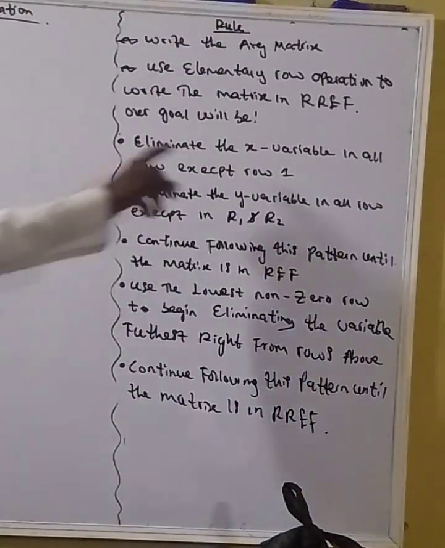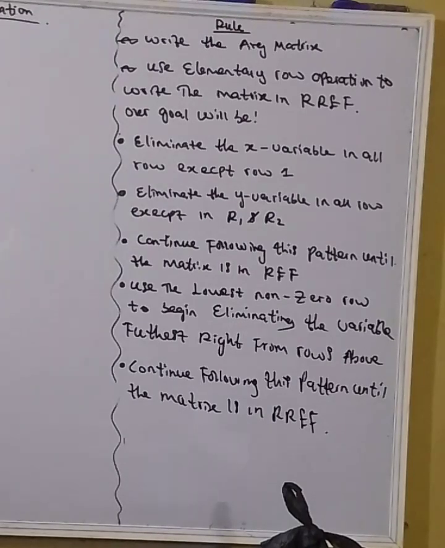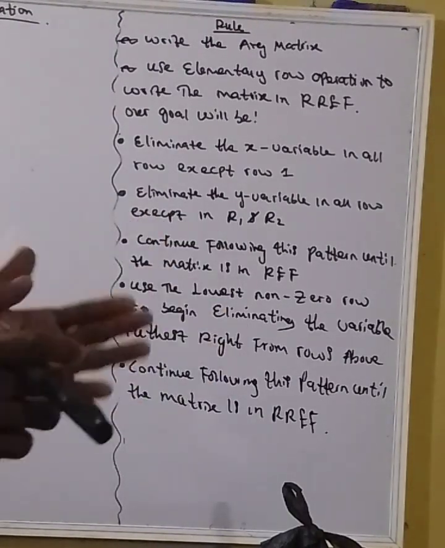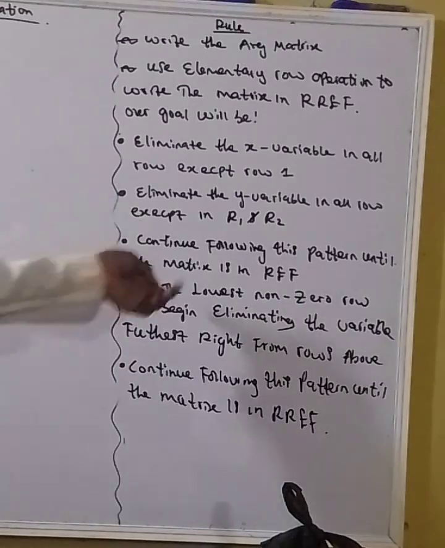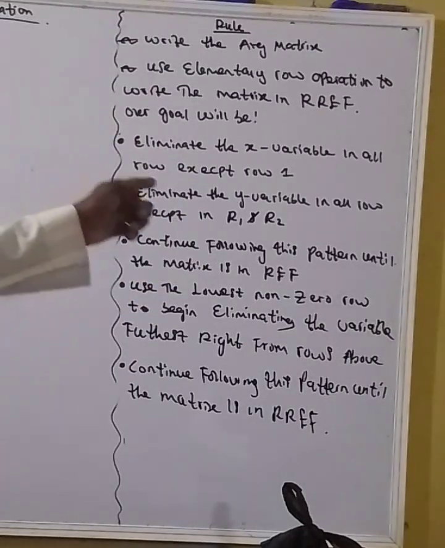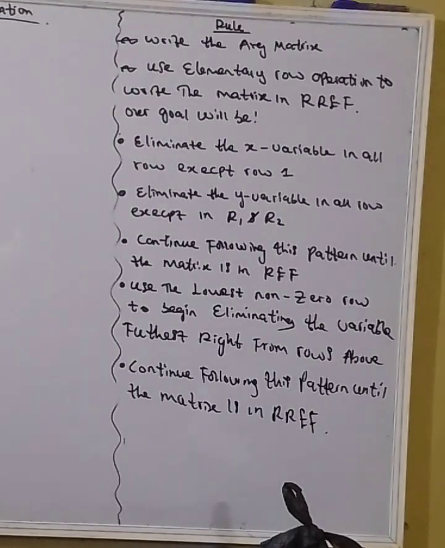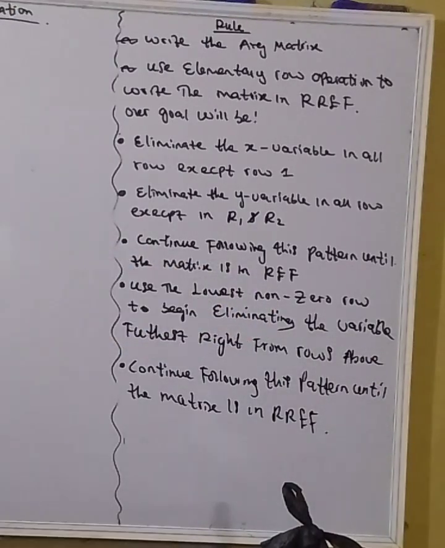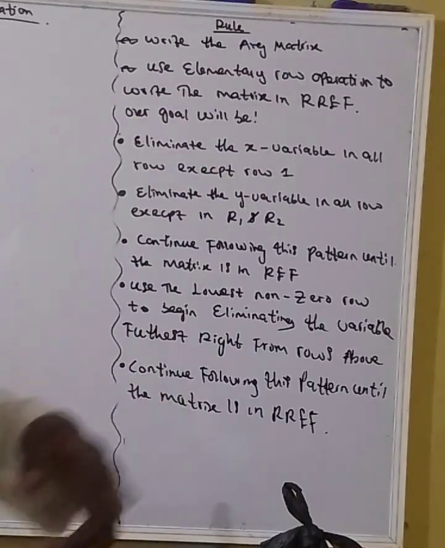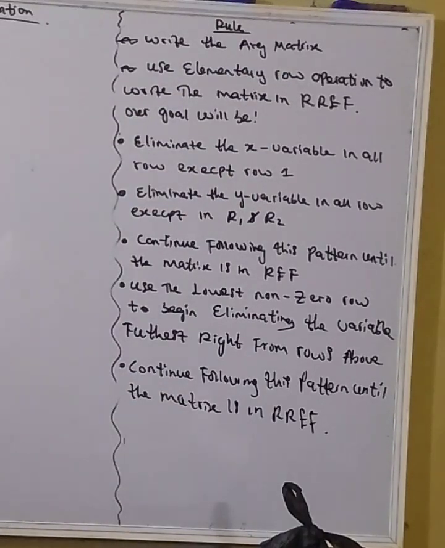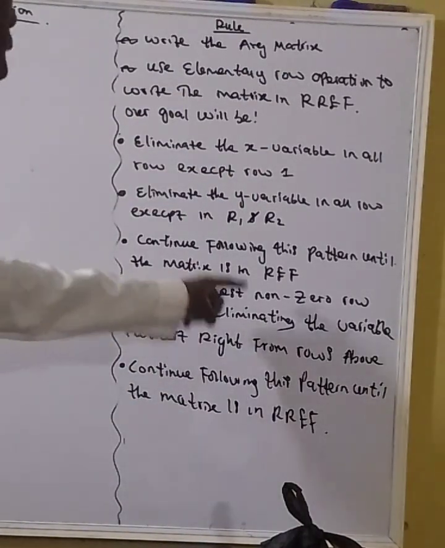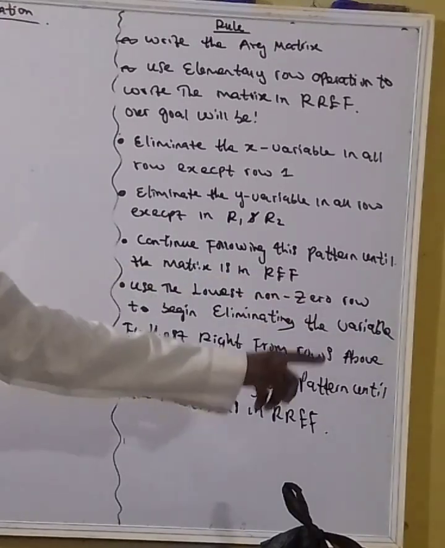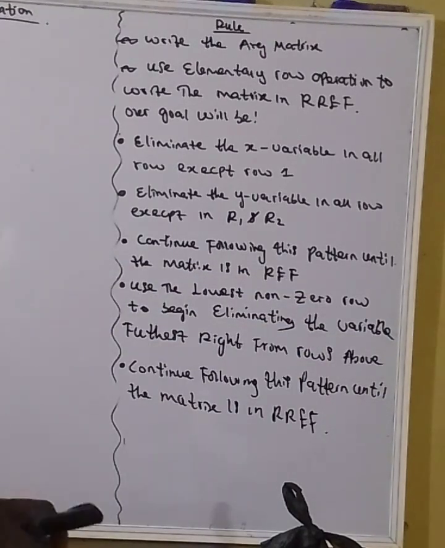The first thing is that you eliminate the x variable in all the rows except row 1. Now you can see that it's a little bit similar but different. And the second thing is that you eliminate the y variable in all the rows except row 1 and row 2. Then you continue following this pattern until the matrix gets to row echelon form, using elementary row operations. The important thing is that you start from the lowest non-zero row, the row that doesn't have 0 but is at the lowest position.